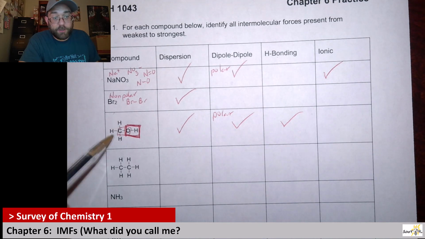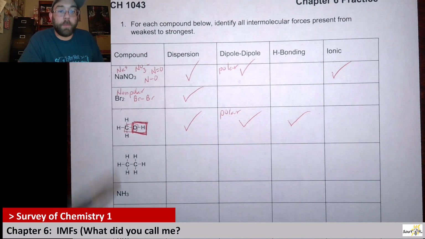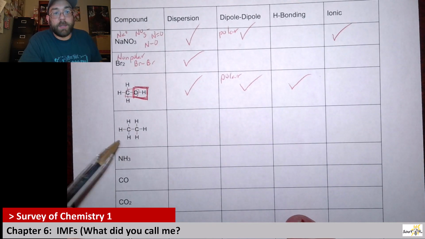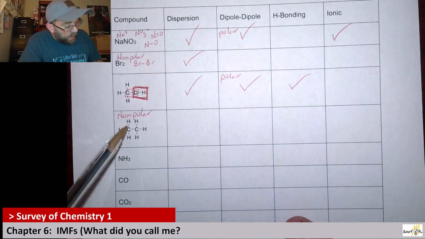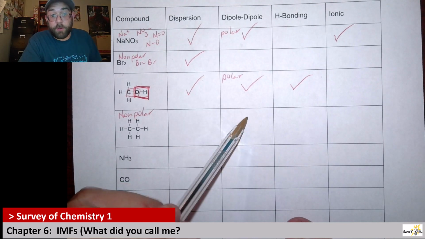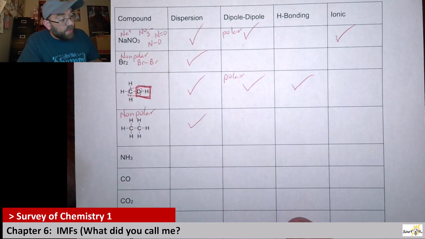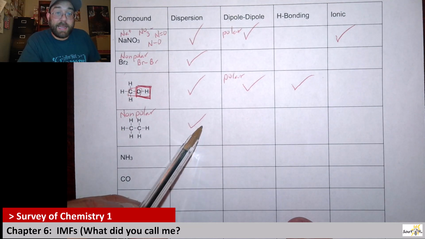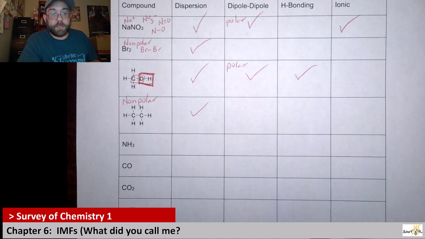Now, I told you up here this only had 2 polar bonds. That's because a carbon-hydrogen bond, as I have said repeatedly, is a non-polar bond. Well, look what this structure right here has. Nothing but CH bonds. Every bond here is non-polar. That means the entire molecule is non-polar. So it doesn't have dipole-dipole, doesn't have hydrogen bonding, and of course it doesn't have ionic. The only thing this molecule has, which is called ethane, is dispersion.